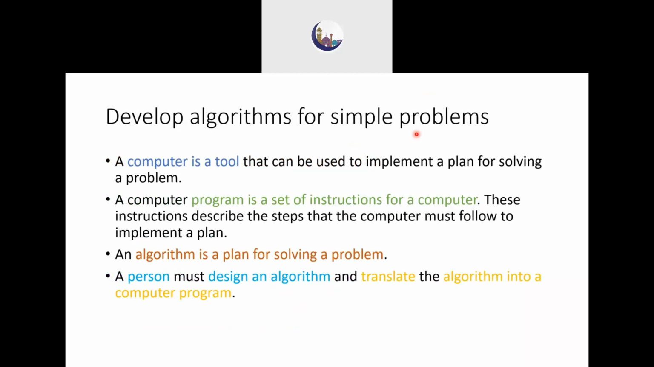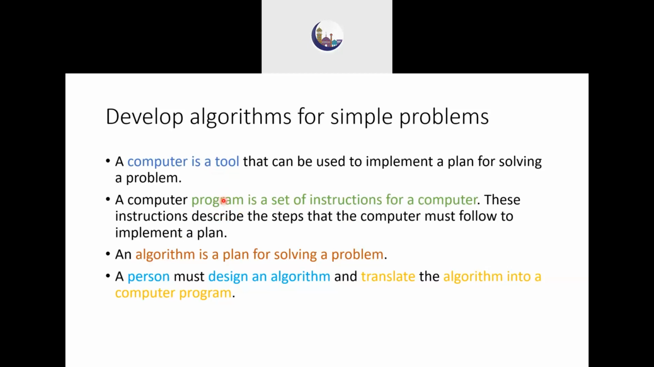Okay. In a glimpse of what we have now, a computer is nothing but a tool which is used to solve a particular problem. But that tool cannot be running by itself. It has to be given certain instructions to make it run. Instructions are nothing but the program. It's a set of instructions to a particular computer.